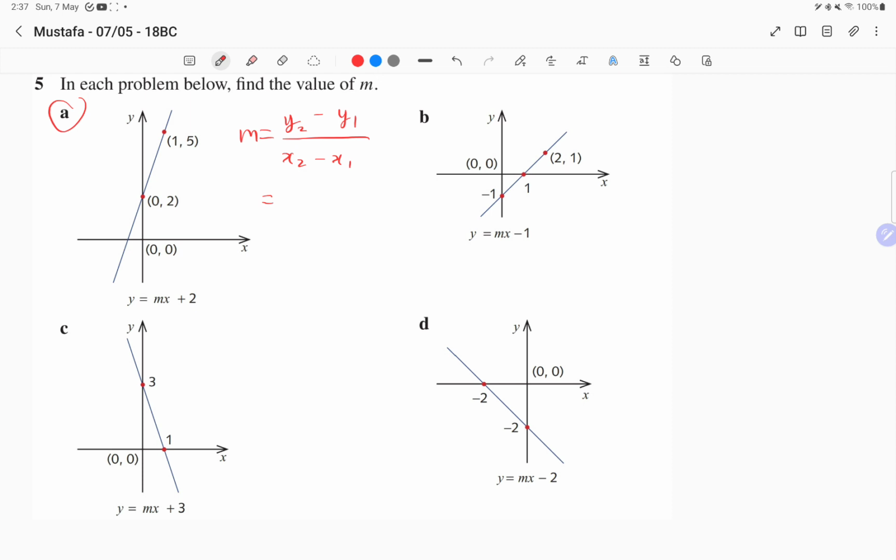What are the values? So it's 5 and 2. 5 minus 2 over 1 minus 0. That's 3 over 1. So m equals 3. Yep. Try B.